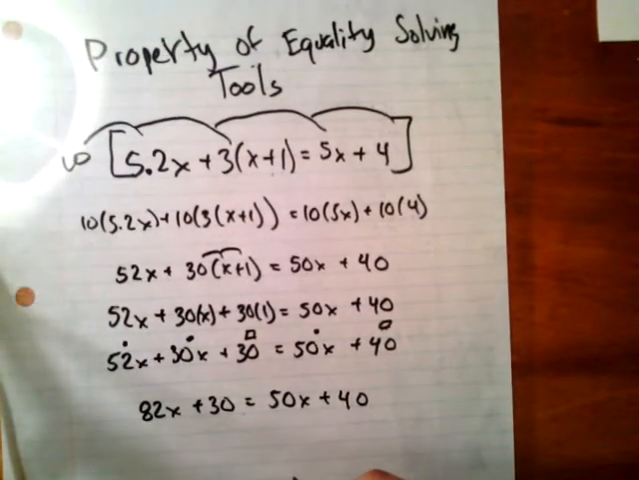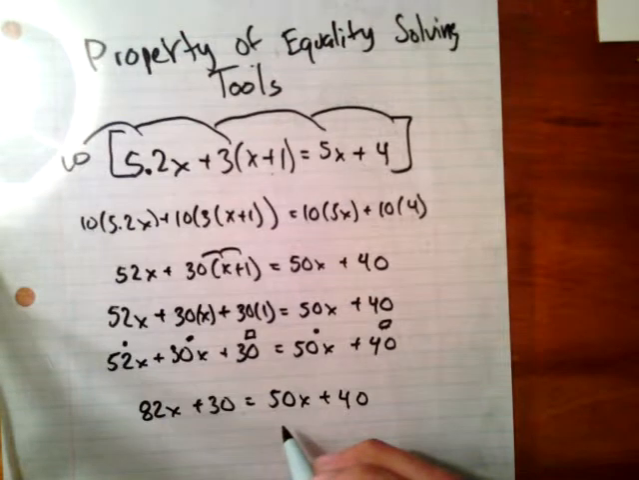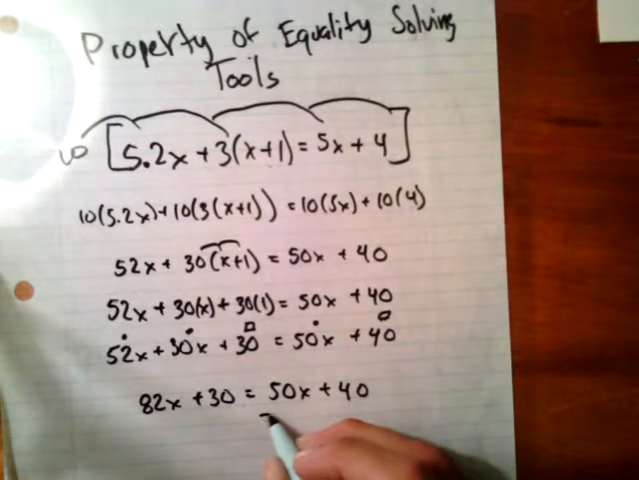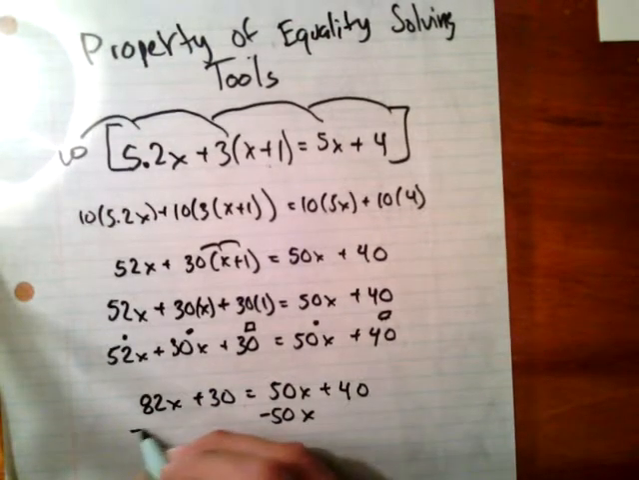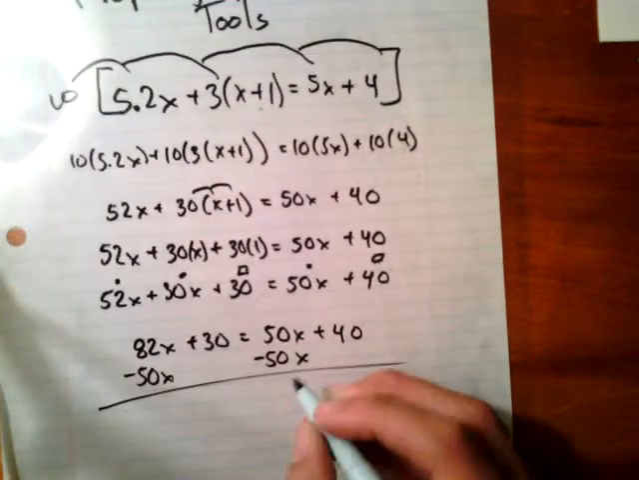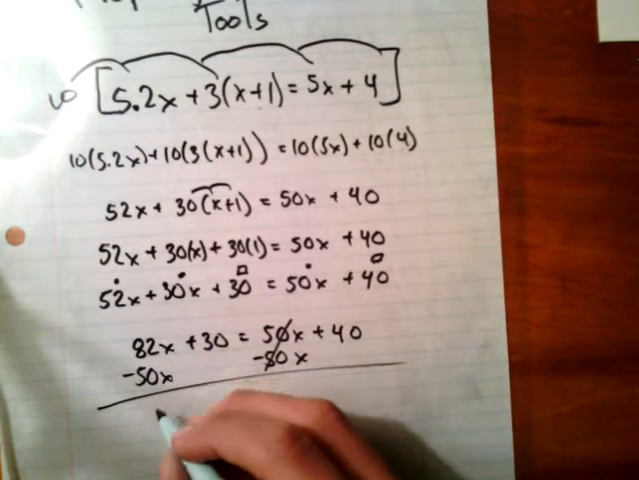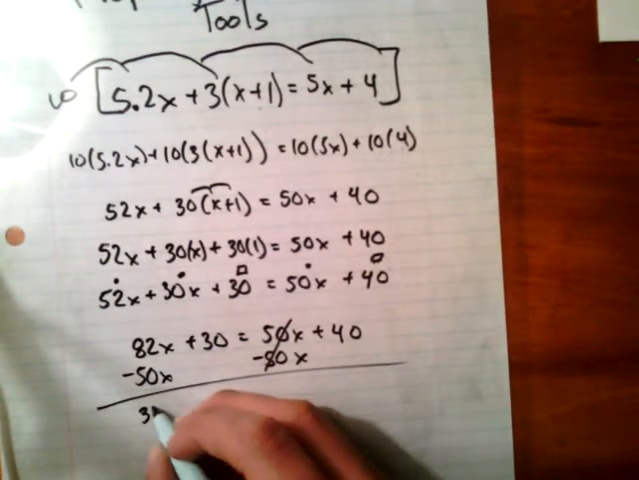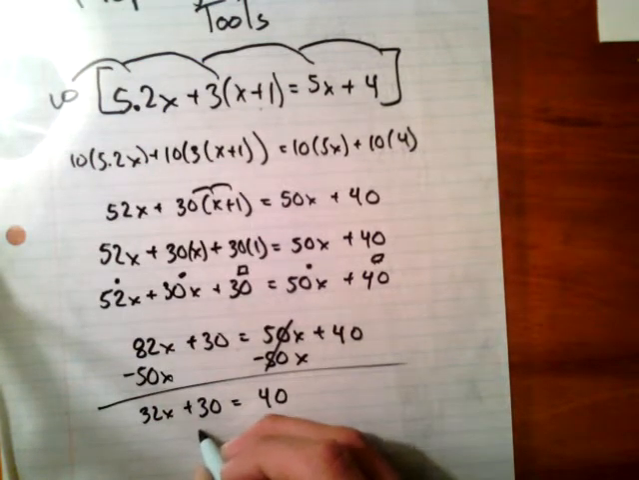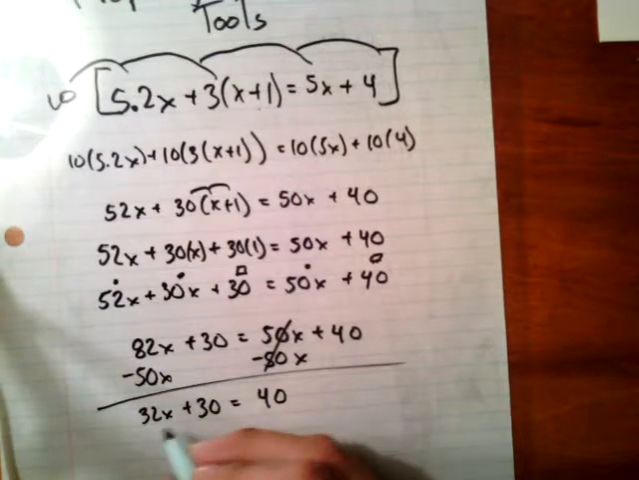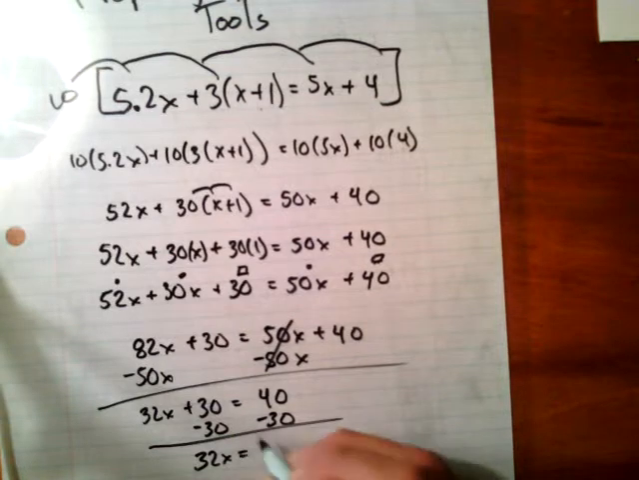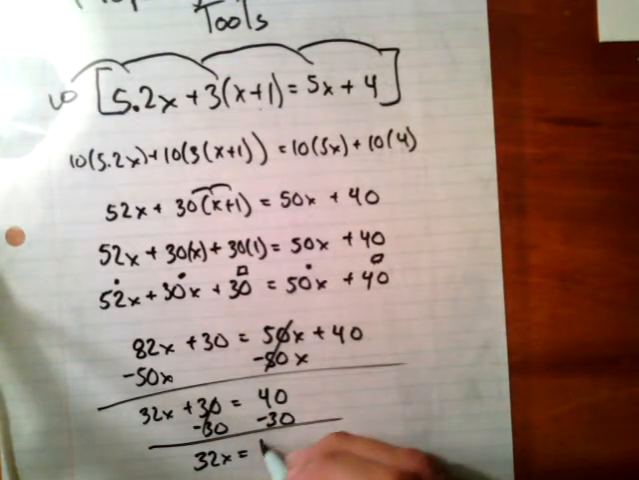Now, you want to begin by isolating the variable, getting the variable all onto one side. As I stated before, my preference is to move the smaller variable over to where the larger variable is. So we're going to begin by subtracting 50x from both sides. This cancels out. We have 82 minus 50, and that gives us 32x plus 30 is equal to 40. Next, I want to move the constant to isolate the variable, so we're going to subtract 30, and by doing so we get 32x is equal to 40 minus 30 gives us 10.